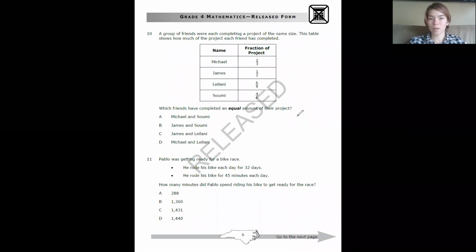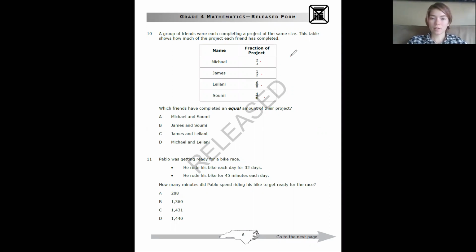Number 10. A group of friends were each completing a project of the same size. This table shows how much of the project each friend has completed. Which friends have completed an equal amount of their project? Okay, so we want to know which friends have completed an equal amount of their project. That means that they've completed the same amount. So we're looking for which of these fractions are equal.